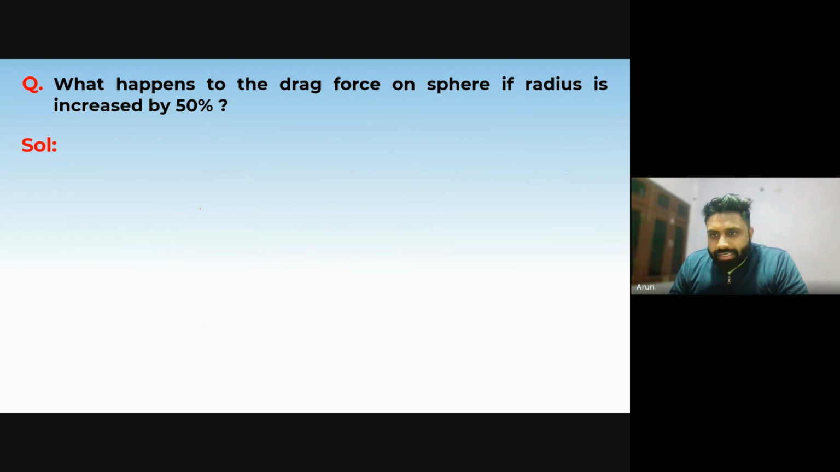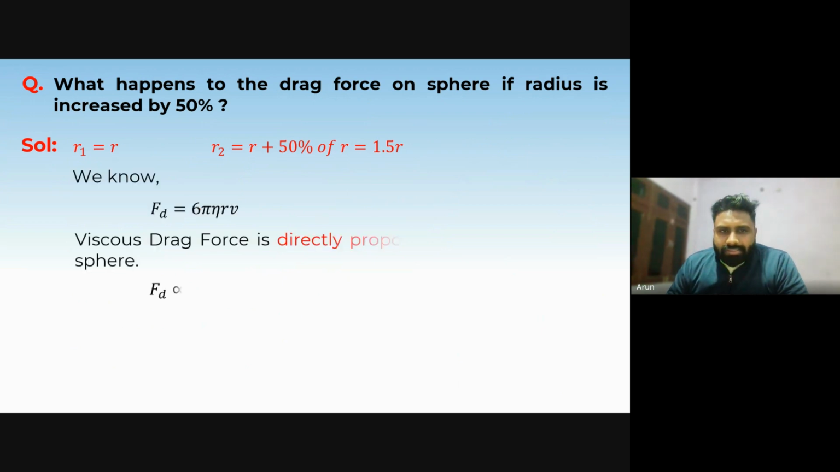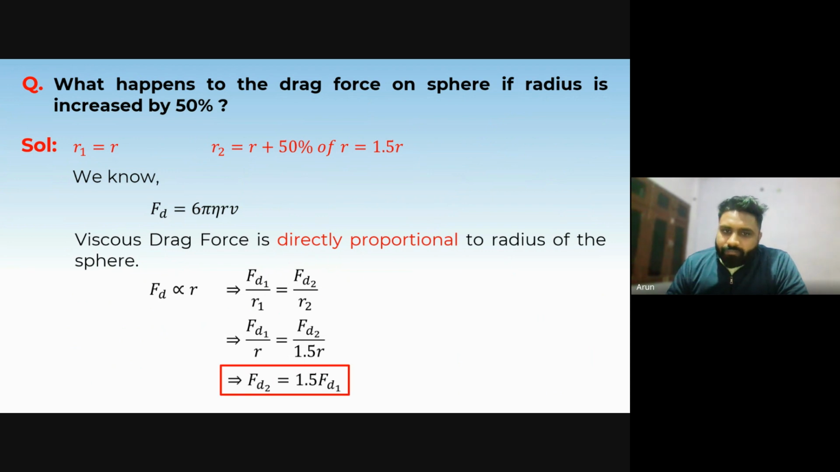One of the students has answered it, and let me check the answer. Okay, JNV Medak student has said it is increased by 50%. We have also seen it. The radius would become 1.5 times. So it's a simple relation we have. So the force will also become 1.5 times. I have discussed the solution. So it is not 50% directly. It has become 1.5 times.